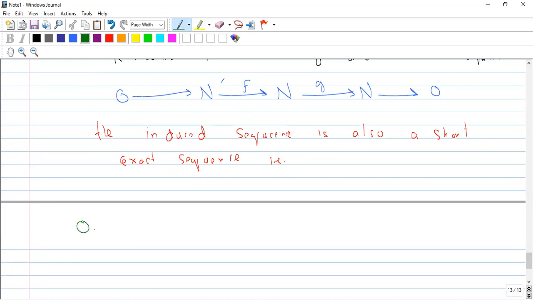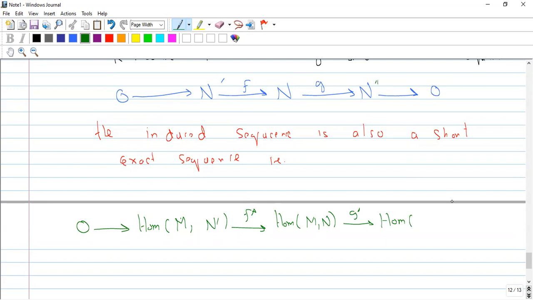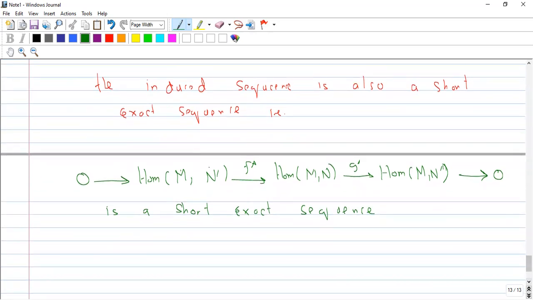That is, if you take this induced sequence 0 to Hom(M, N'), then f star, Hom(M, N), and g star, Hom(M, N''), here it was N double dash, and now here we introduce 0, this is a short exact sequence. And what is the meaning of this thing?